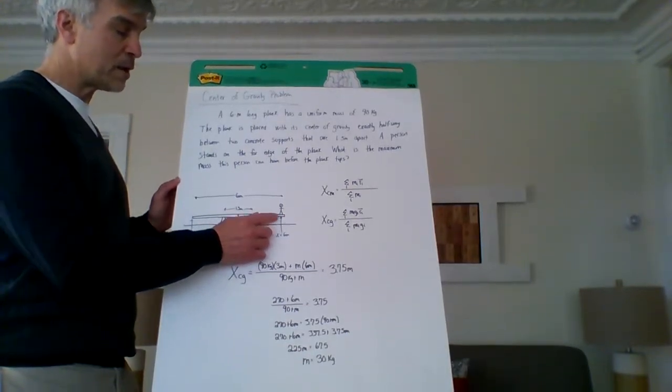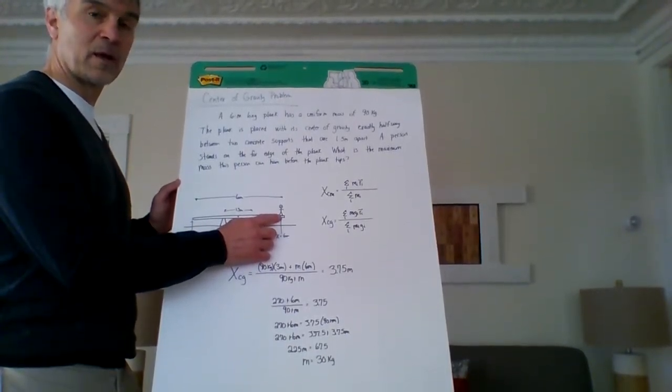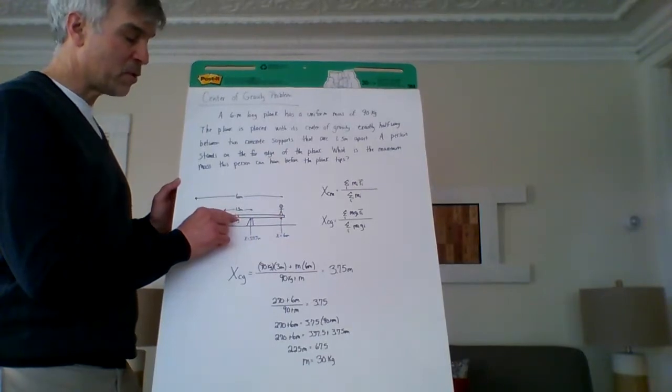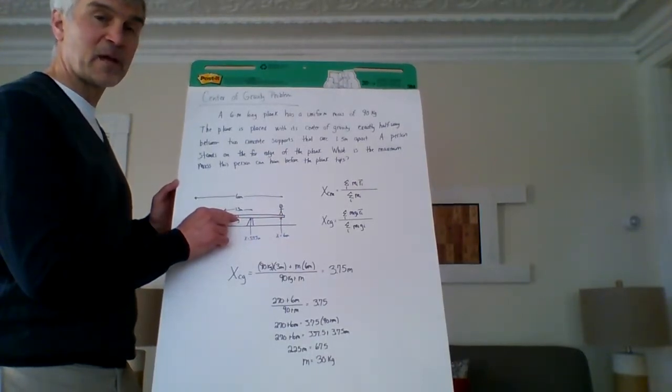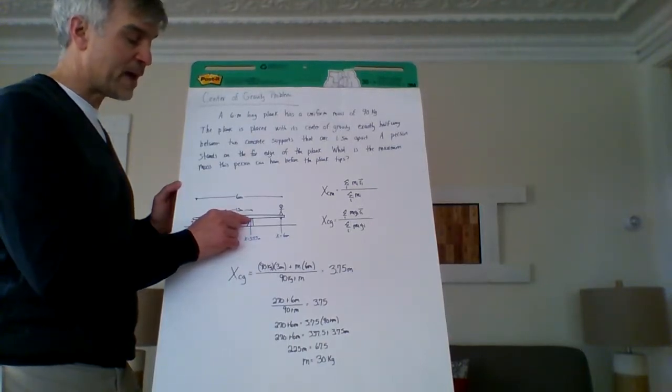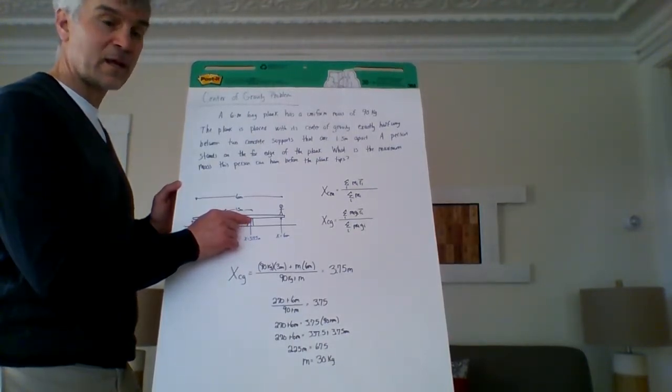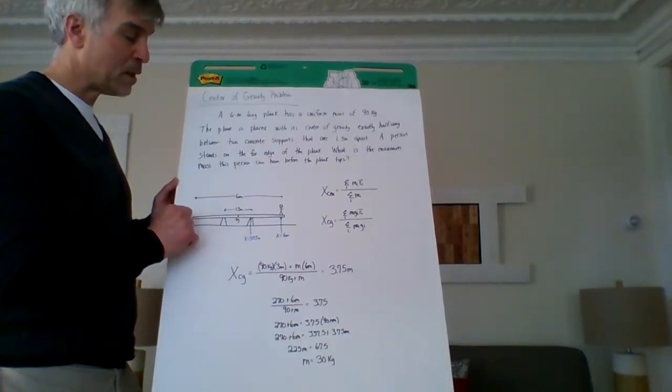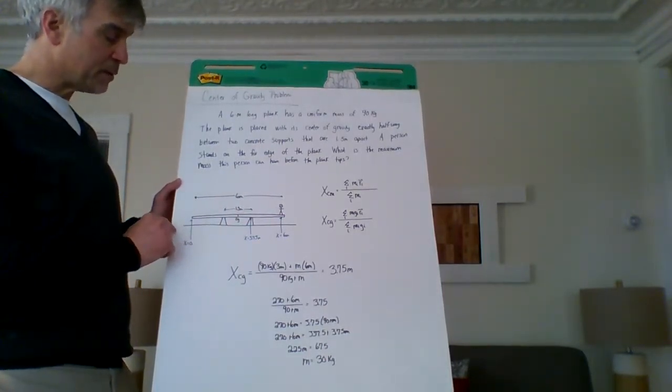The more this person weighs, or the larger his mass, the more the center of gravity of the plank and person together will move to the right. The maximum distance it can move to the right is right over this concrete support that's on the right. So I drew the picture here.